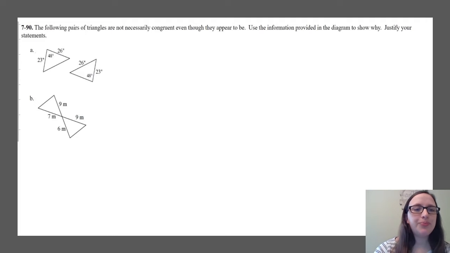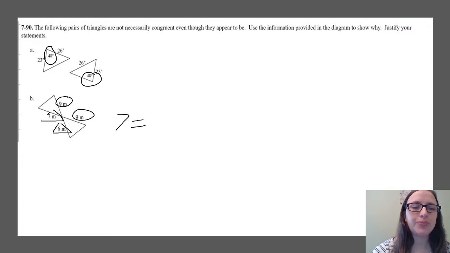So on this first one, what I noticed is that the 48 degrees is in between the two given sides, whereas on the right triangle it is not. So I would say that the angles are not in the corresponding spot. All right, and then in part B, if we notice 9 and 9 are equal, but 7 and 6 are not equal. So we would not be able to use side angle side. Those two triangles would not be congruent.